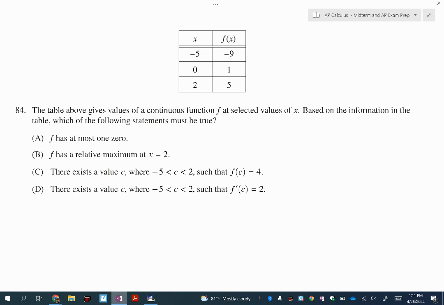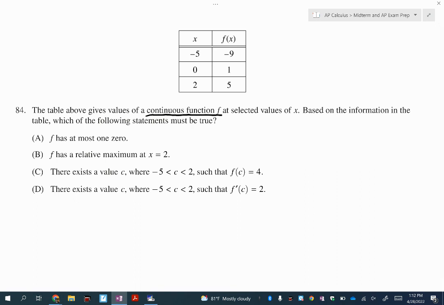Okay, let's do 84. BCC, everyone. I like it. All right, 84. Okay, we've got a function. It's continuous. They've given us a table of values. Which of the statements must be true?